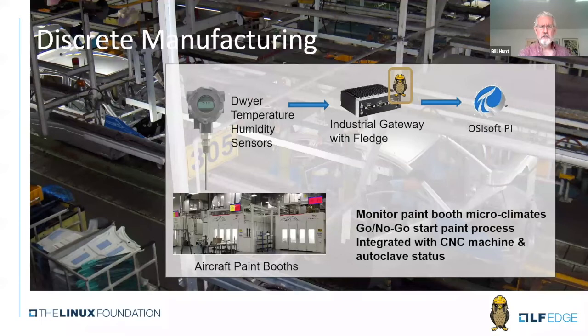And you can see the big screen TVs with the red and yellow in that picture. Those are running applications on Fledge that give various status to the workers there. And then that data flows out to OSIsoft Pi.